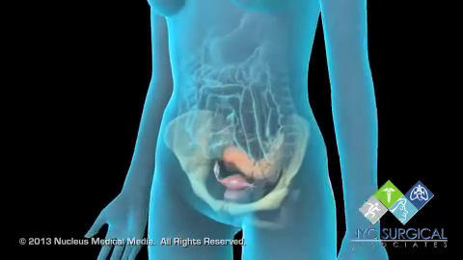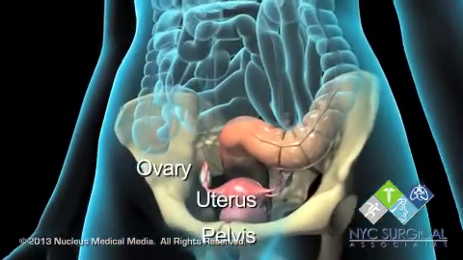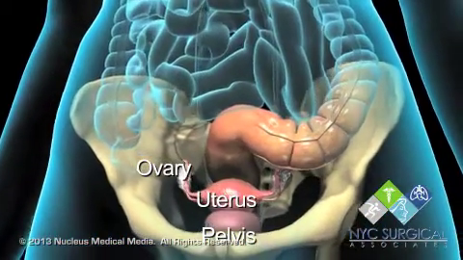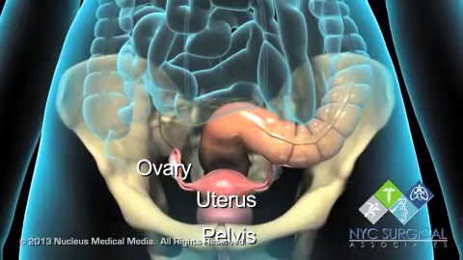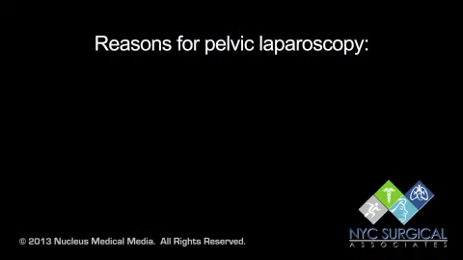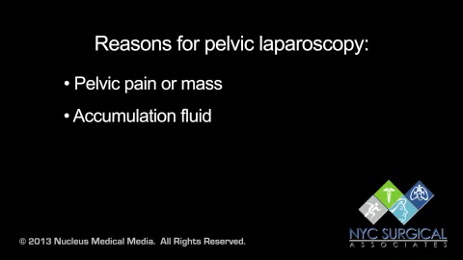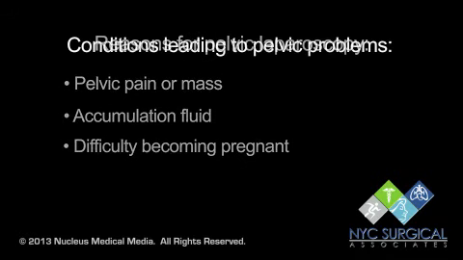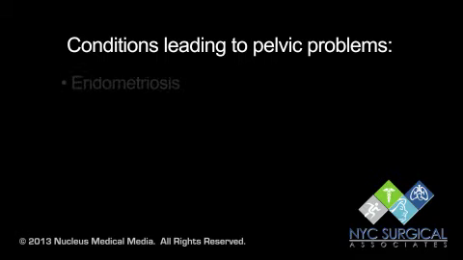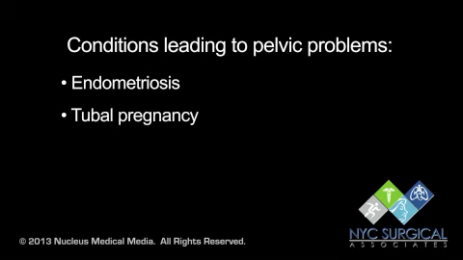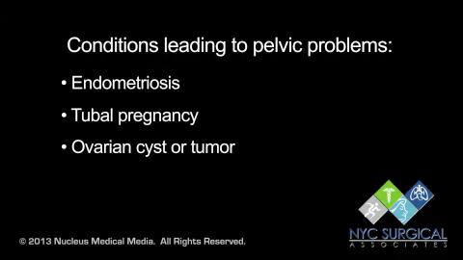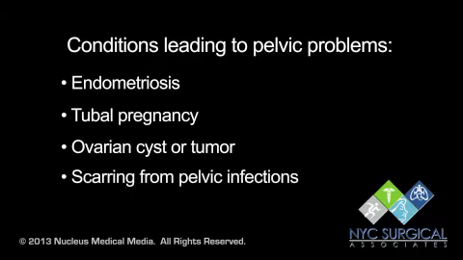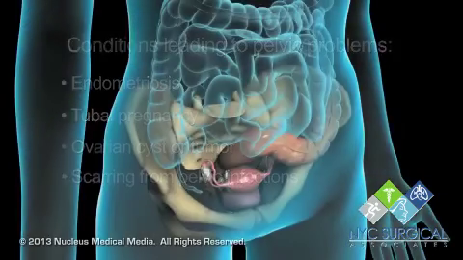Diagnostic pelvic laparoscopy is used to examine the internal organs of the pelvis in an effort to identify a specific problem. You might be advised to undergo diagnostic pelvic laparoscopy if you have pelvic pain or a mass, an abnormal accumulation of fluid, or difficulty becoming pregnant. These may be caused by endometriosis, tubal pregnancy, an ovarian cyst or tumor, scarring from pelvic infections, or other conditions.